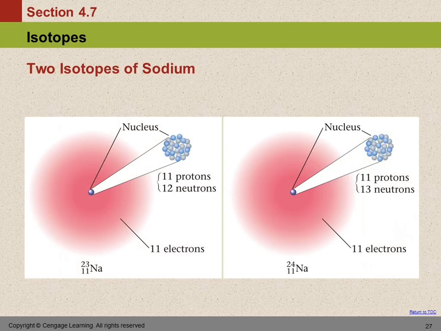So here's just an illustration, 2 isotopes of sodium. So here's the nucleus, and these are not drawn to scale. Here's the nucleus. For this one, this has 11 protons and 12 neutrons. 11 protons, therefore it has 11 electrons. And this isotope also has 11 protons and 11 electrons. 11 protons is what identifies that as being sodium. But this one has 13 neutrons. So they have the same number of protons, same number of electrons. The only difference is this one has 1 extra neutron. 13 minus 12 is 1 extra neutron.